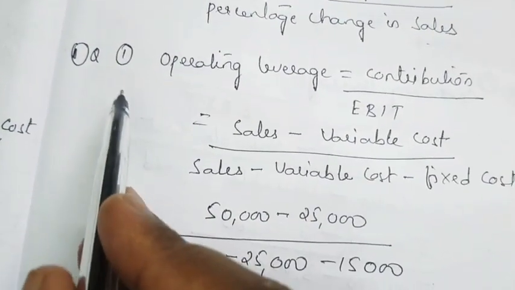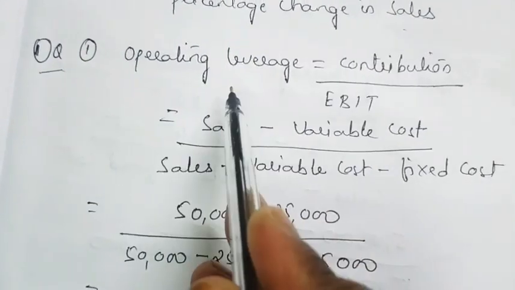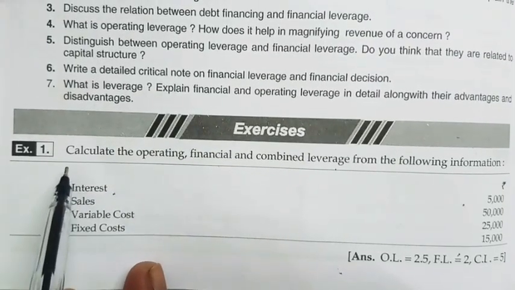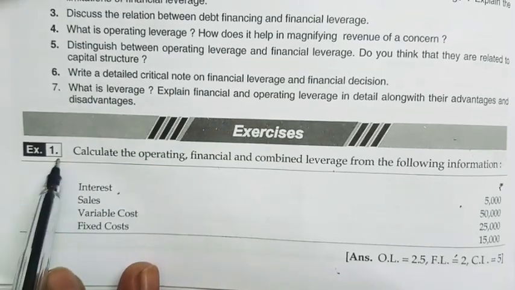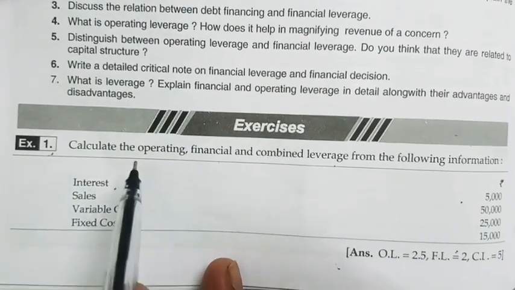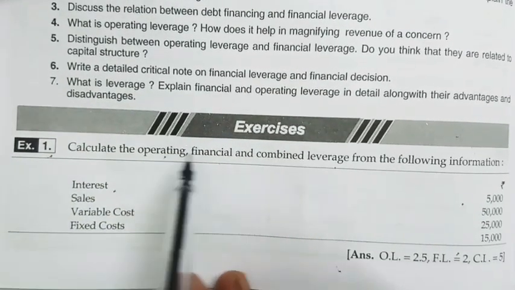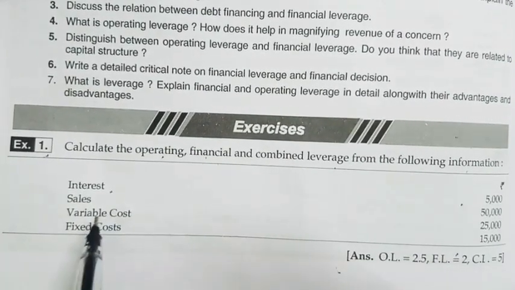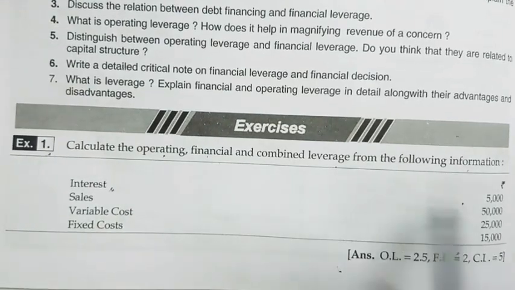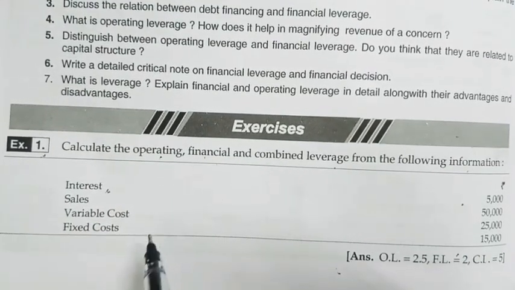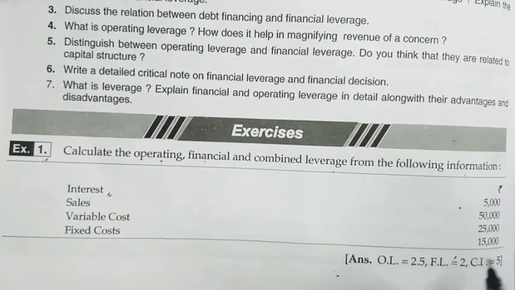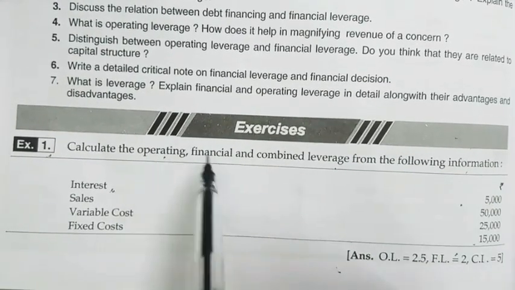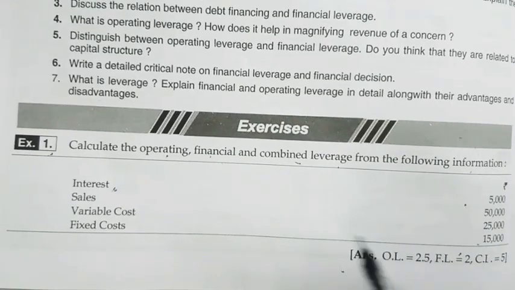So I am solving question number 1 from the textbook, page number 8.20. The question is: calculate the operating, financial and combined leverage from the following information. Here he gave the information: interest 5,000, sales 50,000, variable cost 25,000, fixed cost 15,000. So from this data, we need to calculate the 3 leverages.